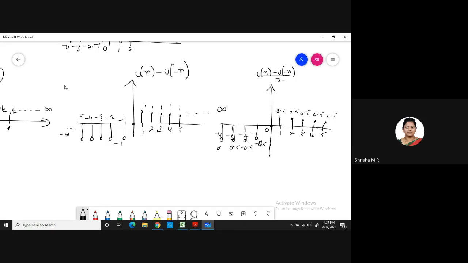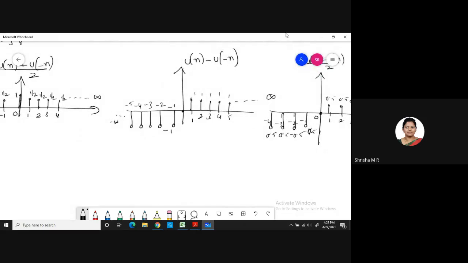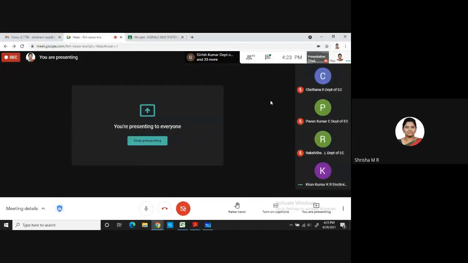Got it, everyone? How to plot the even and odd part of the signal? Discrete time signal. So, clear, everyone? Are you people there? Yes, ma'am. How about others? Yes, ma'am. Okay.